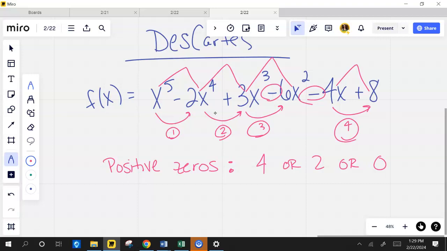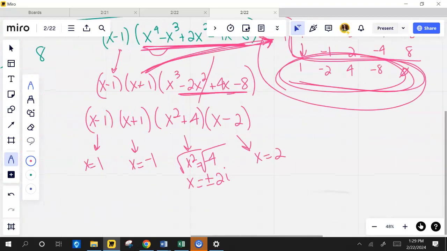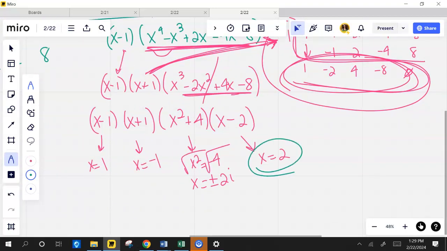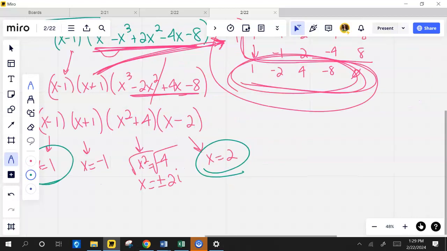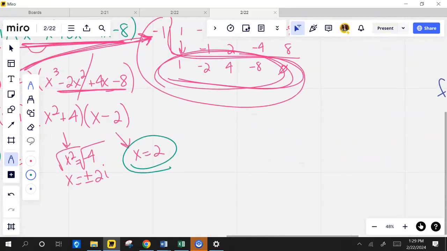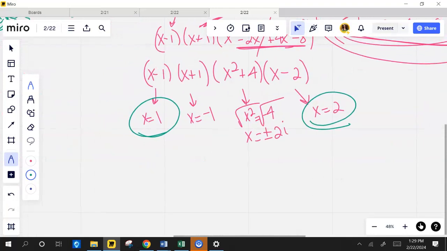Now, does that hold true? And listen, if I got that it was 10, then it would be 10 or 8 or 6 or 4 or 2 or 0. You go down. How many positive zeros did I have when I solved it? 1, 2. Does that fit? No, positive zeros. Those are imaginary. Those aren't real.